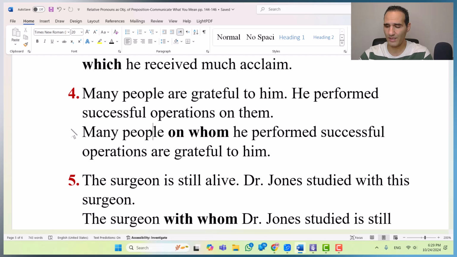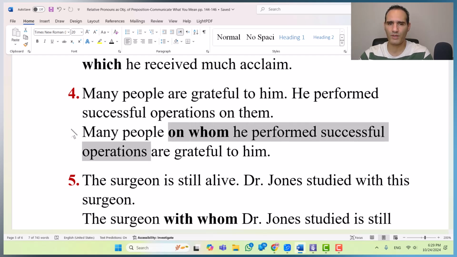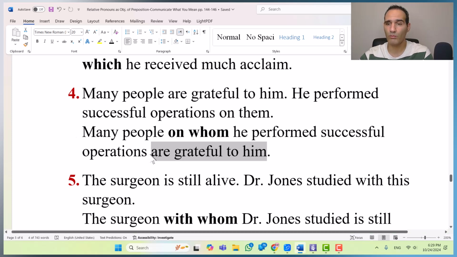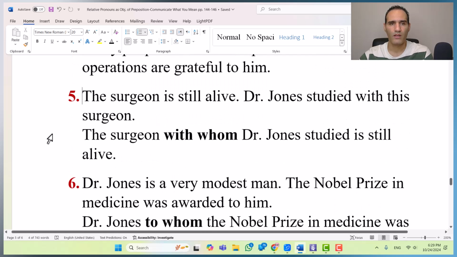And you see how you read it? Many people on whom he performed successful operations are grateful to him. Okay? Chunks of thought in order to better understand the sentence. And also your hearer will better understand what you're saying. Meaningful pauses. Number 5. The surgeon is still alive.